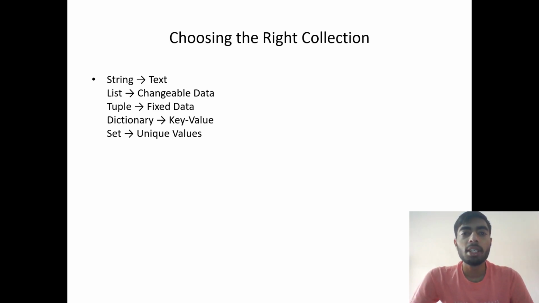Now, you might wonder which collection should be used. If you want to store text, use a string. If you need a collection that can be changed, use a list. If the data should never change, use a tuple. If you want to store information using keys and values, use a dictionary. If you need only unique values without any duplicates, use a set. Understanding the purpose of each collection helps you write better and more organized programs.